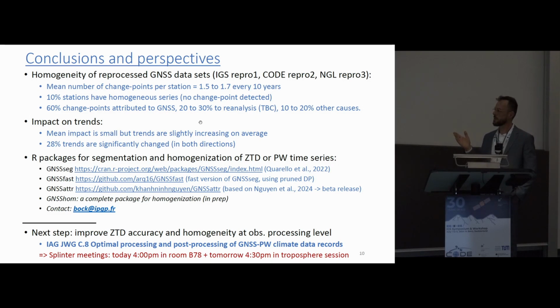We have a splinter meeting today, so I'm advertising for people interested in tropospheric analysis and applications at 4 p.m. in room B78, so downstairs. And we will also present some of the objectives of this work tomorrow in the tropo session. And this work is developed in the framework of a joint working group of IAG, which is referred.